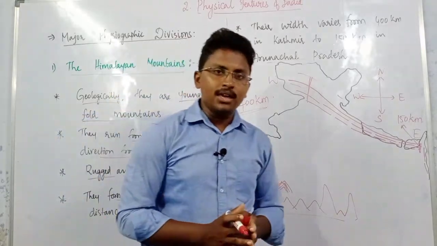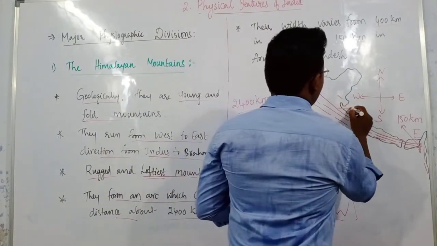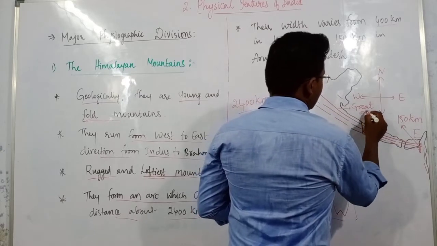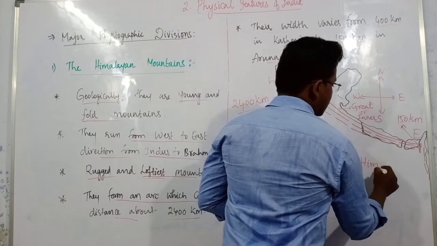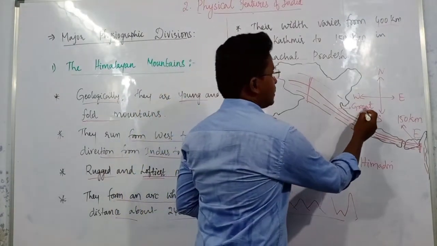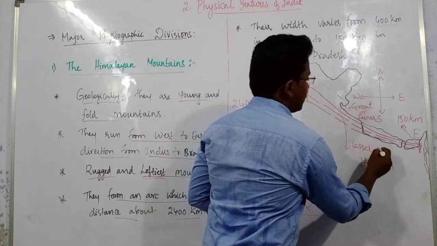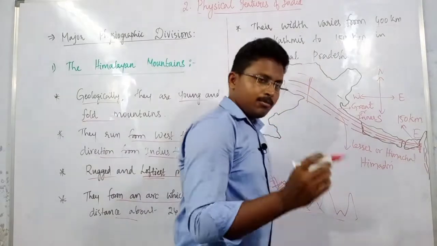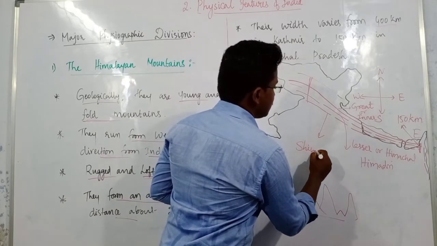Again, these Himalayas are further subdivided into three different categories. We call them the Great Himalayas, or sometimes the Inner Himalayas, or sometimes Himadri. Just below this Great or Inner Himalayas, we call them the Lesser Himalayas, or sometimes Himachal. Then below this Himachal, the southernmost part of the Himalayas, we call the Shivaliks.